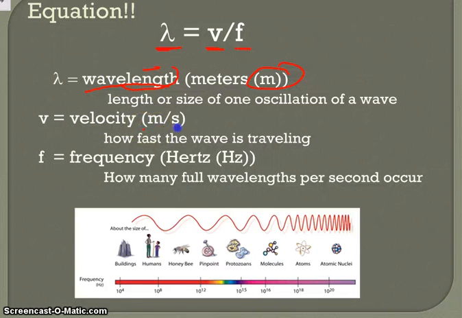And velocity, of course, is meters per second, which is how fast the wave is traveling. And frequency is really the one you probably don't know, which is measured in hertz, which I'm sure you've heard before. And it's how many full wavelengths pass a certain point per second. So how many full wavelengths per second are occurring in that wave.